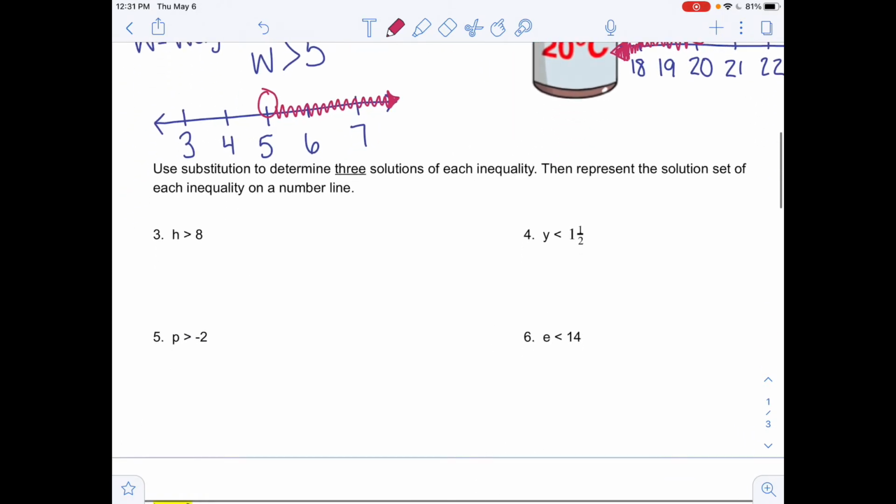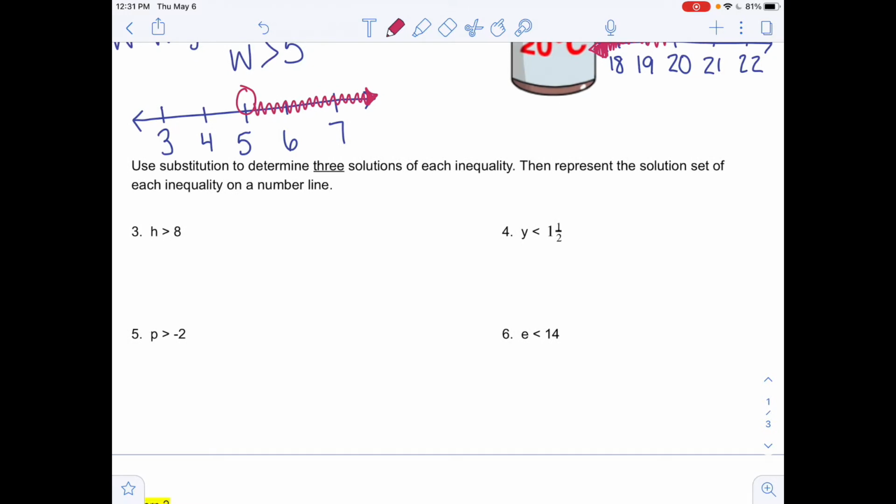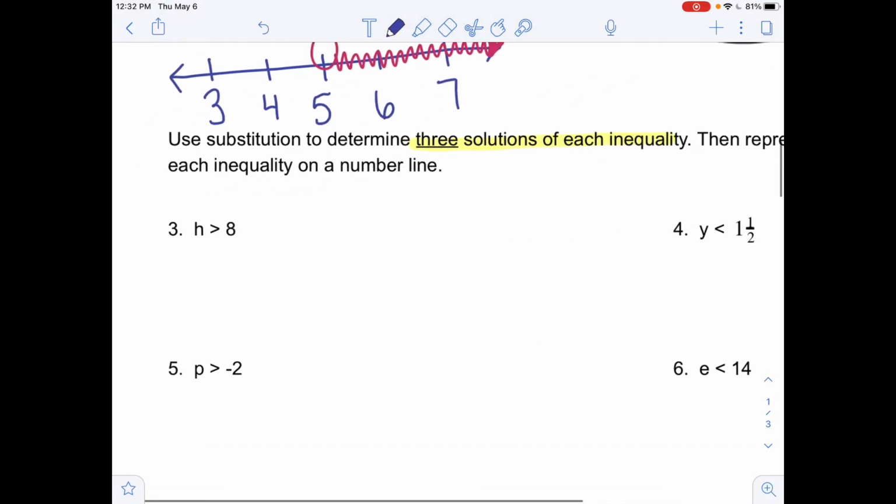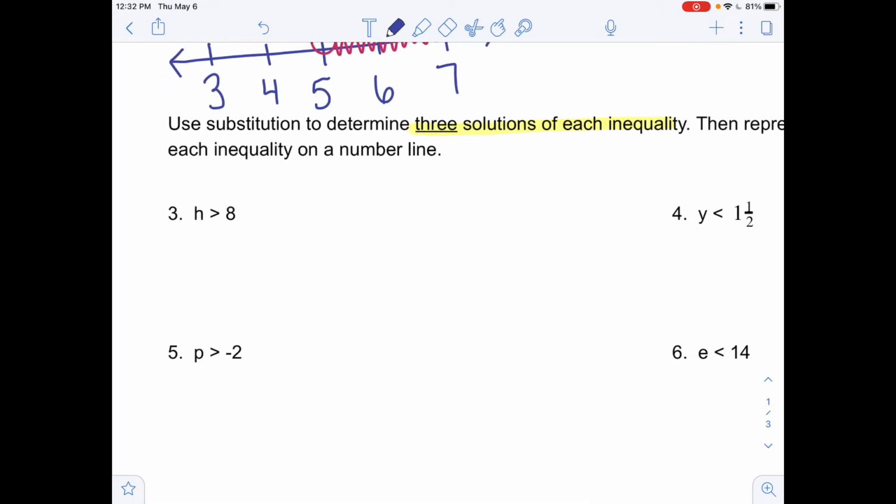Okay, looking at the next section, we're going to use substitution to determine 3 solutions of each inequality, then represent the solution set of each inequality on a number line. So I'm going to start with drawing out my inequality on my number line. I think that's going to help to then figure out numbers that could be for the variable. So number 3 showing h is greater than 8.